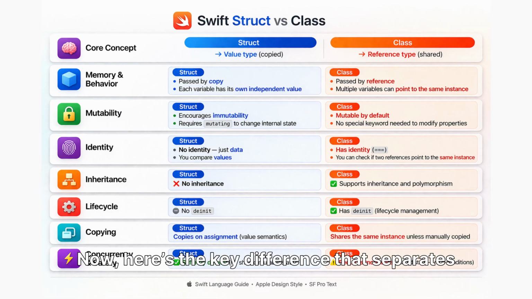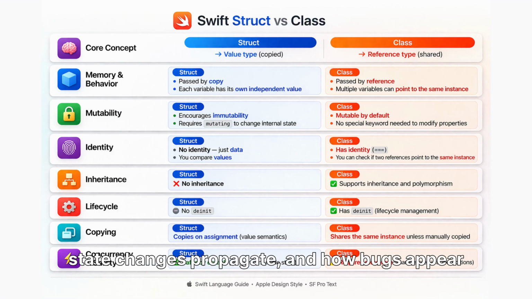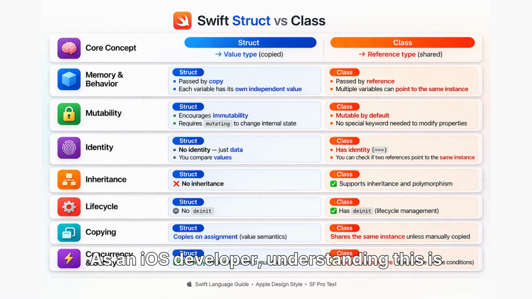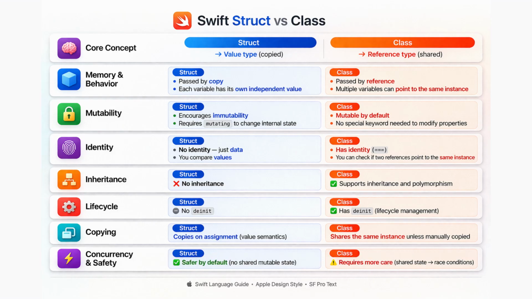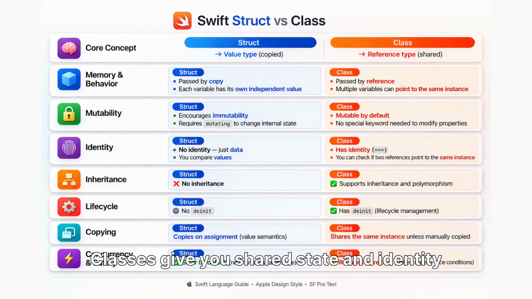Now here's the key difference that separates structs from classes, and the one that matters most. A struct is a value type. It gets copied. A class is a reference type. It's shared. This isn't just theory. This directly affects how your data behaves in memory, how state changes propagate, and how bugs appear in your app. As an iOS developer, understanding this is critical. Structs give you isolation and predictability. Classes give you shared state and identity.